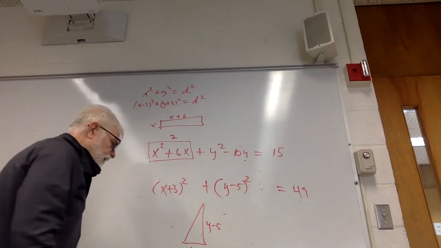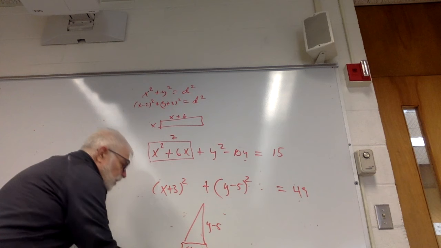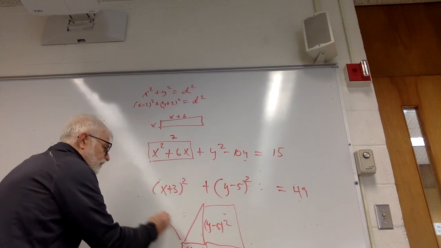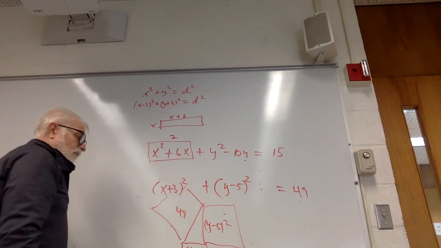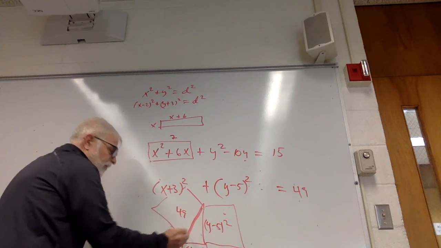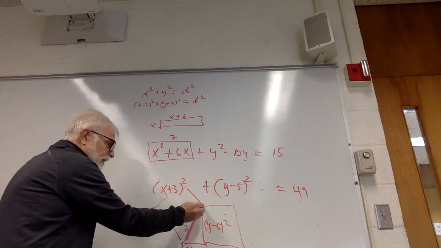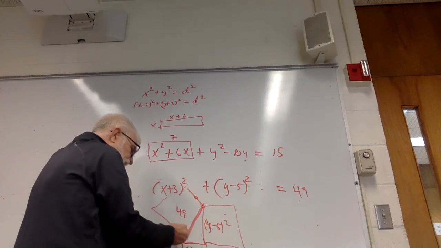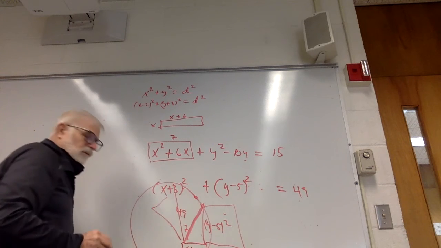So what do we have? We have an area of x plus 3 squared, we have an area of y minus 5 squared, and we have an area of 49. Well, I bet you can tell me what that is now. That's 7. Okay, so that's my radius. Because as this gets smaller, that's got to get bigger. If this disappears completely, I'm straight up, and I hope you can start to see that rotation.